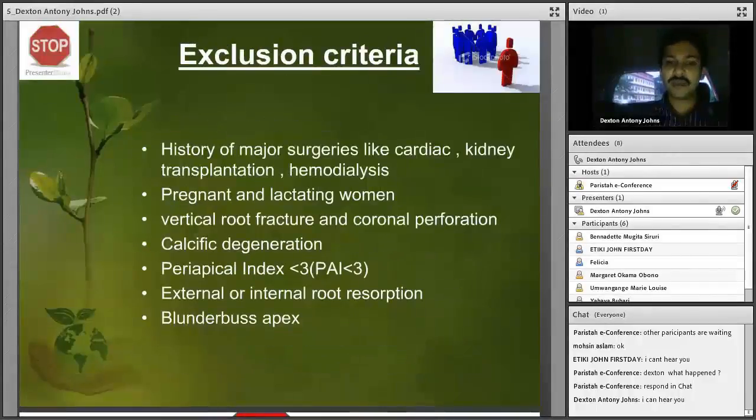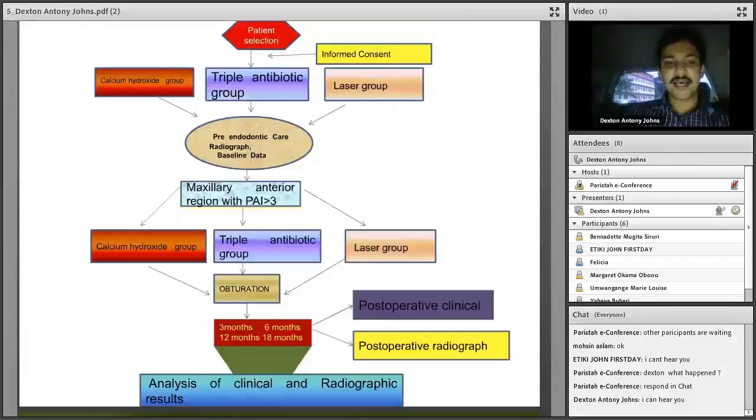The exclusion criteria included people with various surgeries, pregnant and lactating women, vertical root fracture, calcific degeneration, and a PAI score less than 3. I'll be explaining this further in the following slides. The patient recruitment was done into 3 groups. Pre-operative criteria were taken, and the maxillary anterior region was taken with a PAI score greater than 3, divided into 3 groups. A follow-up at 3 months, 6 months, 12 months and 18 months was done.